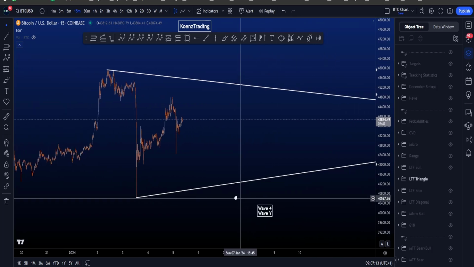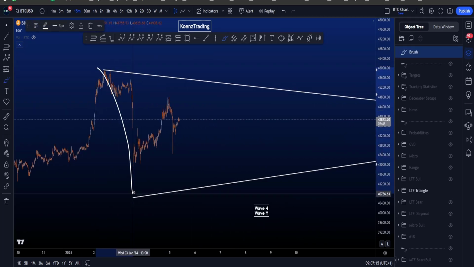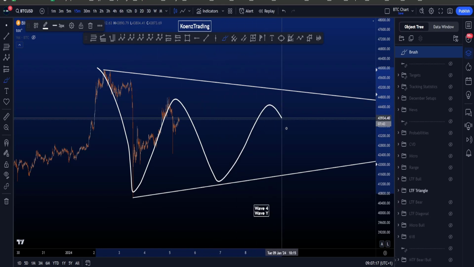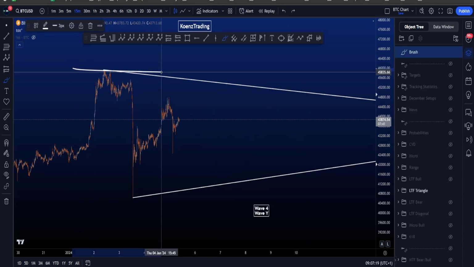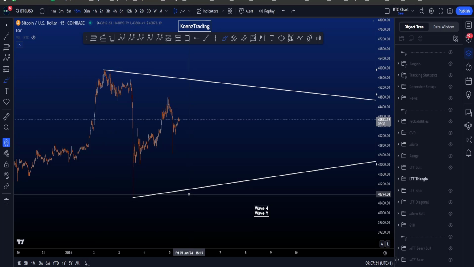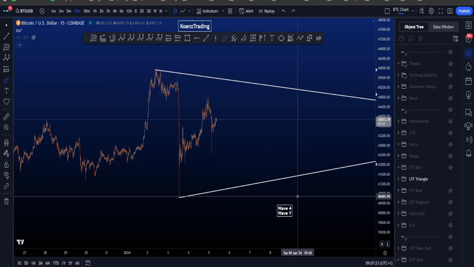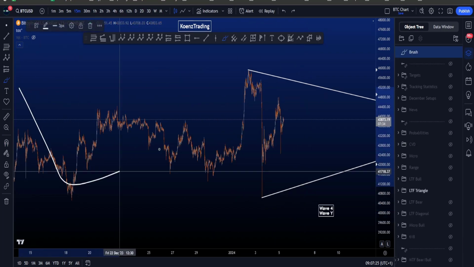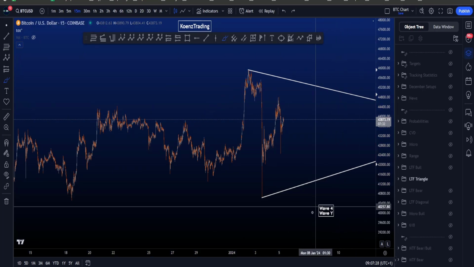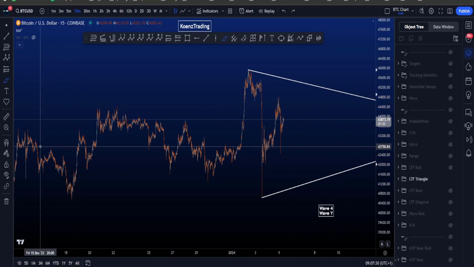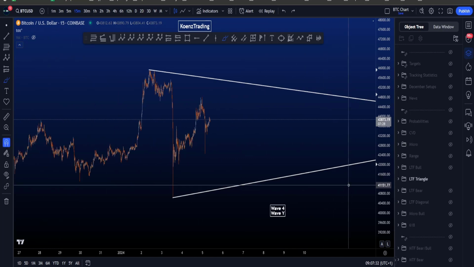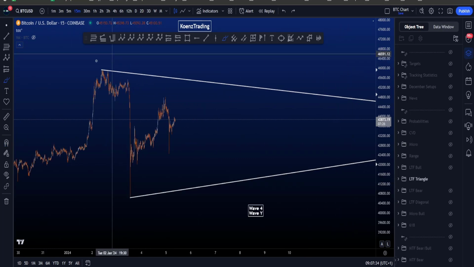Alternatively, we have a triangle scenario over here as well, where we are then looking for a bigger triangle to form and a bigger range between 46k and 40k for a bigger wave 4 or a wave Y in a WXY. However, wave Y will then be very, very long compared to wave W, which also does not really fit the probabilities. So then arguably looking for a bigger wave 4 here.